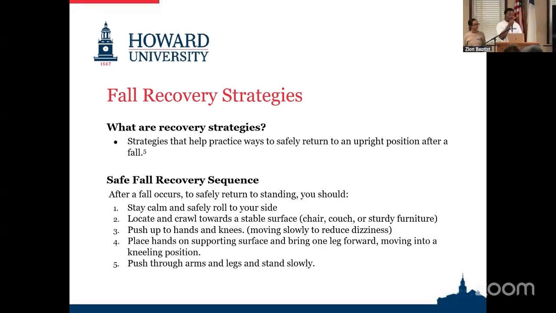The first step is to stay calm and safely roll to your side. So if you fall and you're on your back or on your stomach, we want to roll to our side. Then we want to locate a stable surface. Once we locate this surface, whether it's a couch or a chair or a stable piece of furniture, we want to crawl to that surface. Once we get to that surface, we want to get on our hands and knees. I want you to relax and make sure we're not dizzy, because that would cause another fall while you're trying to get up.